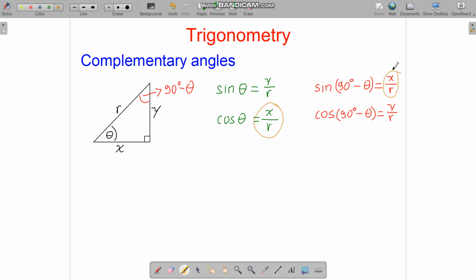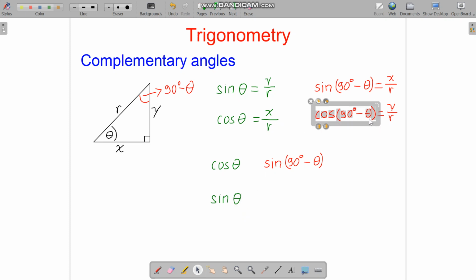So that means cos theta is of course equal to sine of 90 degrees minus theta. And if you look at this y over r, that means sine theta is equal to cos of 90 degrees minus theta. So that's the complementary angles formula.